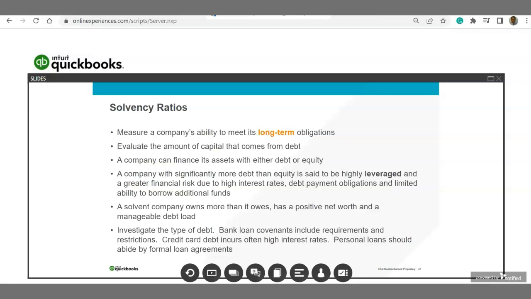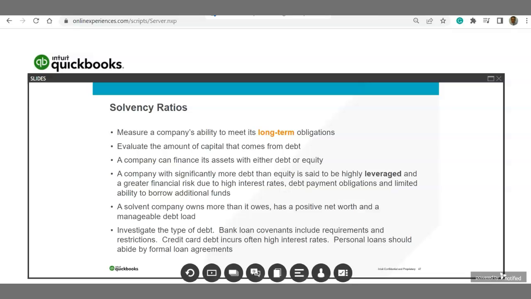So that takes us through some liquidity ratios, where those liquidity ratios are focused on whether the company is able to pay short-term debt, short-term obligations. This next set of ratios are concerned with whether a company can meet its long-term liabilities or financial commitments. Solvency ratios evaluate the amount of capital or assets that comes from debt.